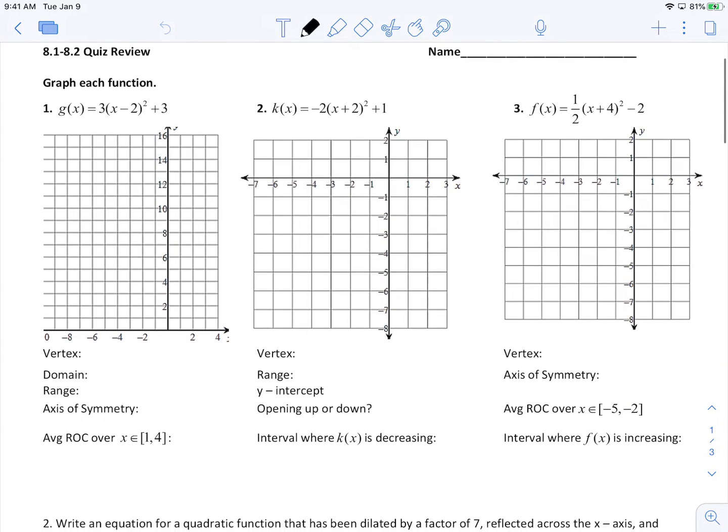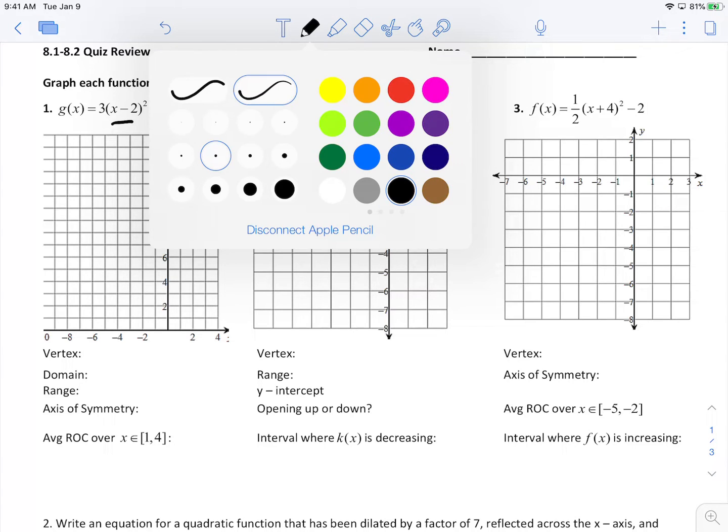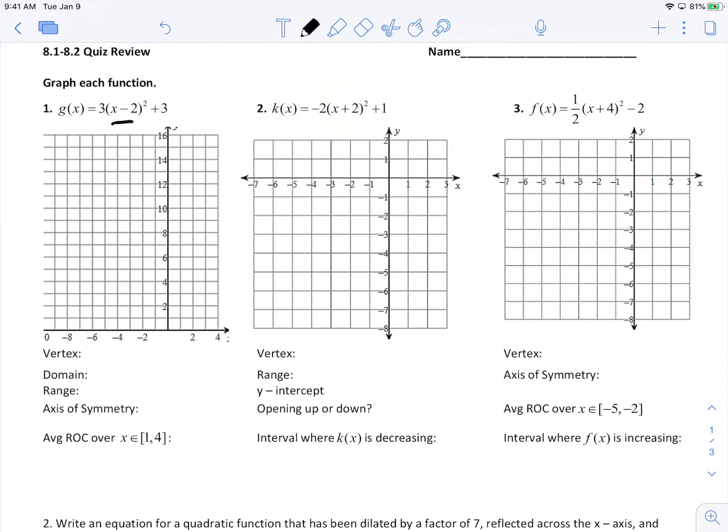So the first three here we're graphing. Remember when we graph it, whatever's in the parentheses here, that's how we're translating it. So we're going to go right 2, up 3. I'm using shorthand here. Right 2 because it's x minus 2, plus 3, up 3, and then that 3 on the outside is a vertical dilation of 3. Okay, so that comes from here.